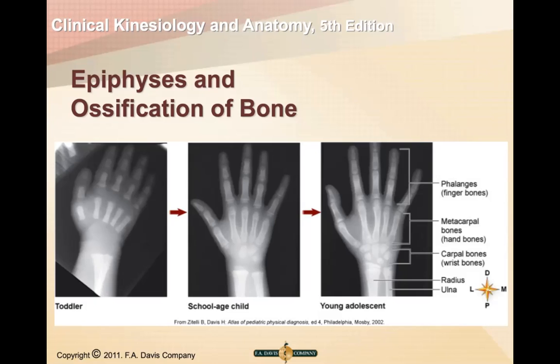You can see all the carpal bones. You can see all the MCP joints. You can see all the phalanges and the interphalangeal joints. So it's all matured. And that's normal with all of us.